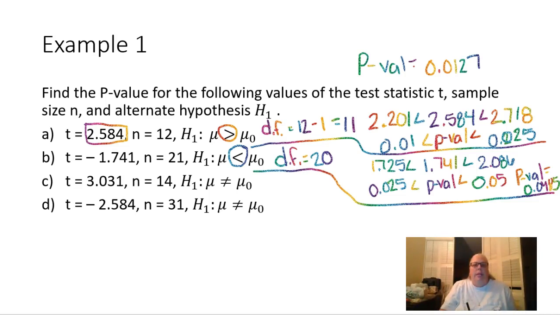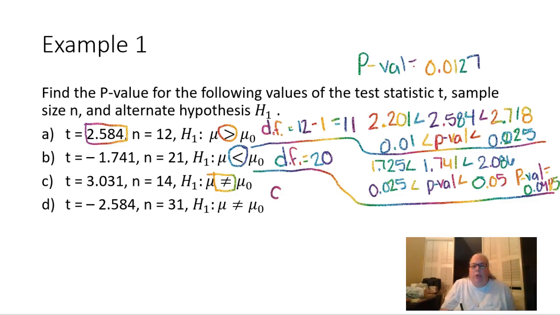All right, part C. T is equal to 3.031, n is equal to 14. We are doing a two-tailed test, and we know this because of the not equals. And that means that once we have our p-values, we are actually going to have to double them, but we'll have to figure out what the p-values are first by using table A3.